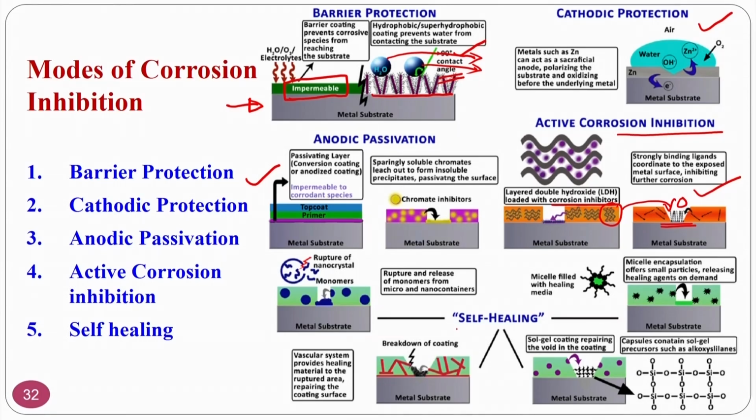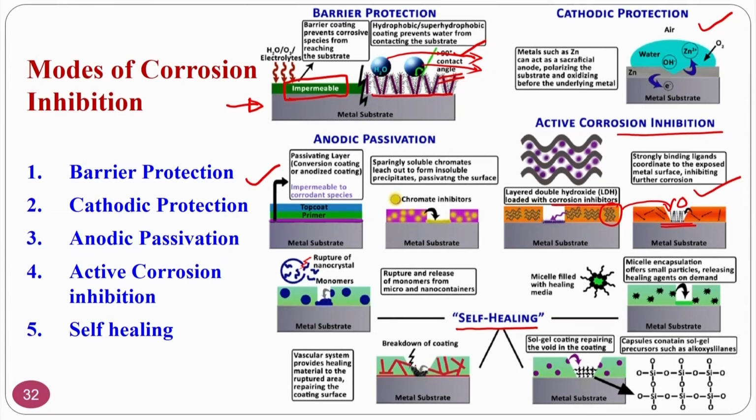Self-healing: in many ways you can see this in composites also, self-healing composites, self-healing smart materials, many materials. Whenever there is a crack, these self-healing materials will grow into the crack so that it will cure the crack. Similarly, here is the breakdown of coating. Normally what they will use is the sol gel coating. If you see this particular picture, there is a sol gel coating repairing voids in the coating.